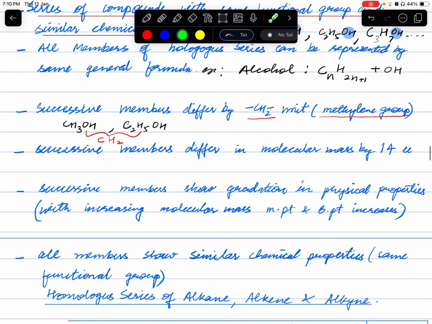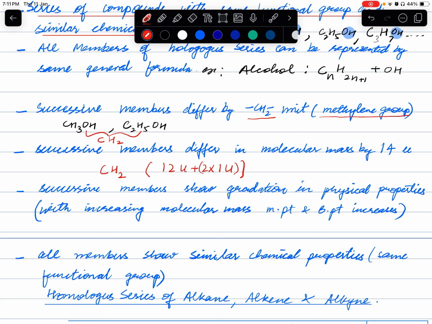Next point. Successive members differ in molecular mass by 14 atomic mass unit. How is it? We have seen any two members differ by this CH2 group. So let us find out what is the mass of this CH2 group. For CH2 group, carbon has got mass, what? 12 atomic mass unit. And hydrogen has got mass 1 atomic mass unit. And there are two hydrogen atoms.